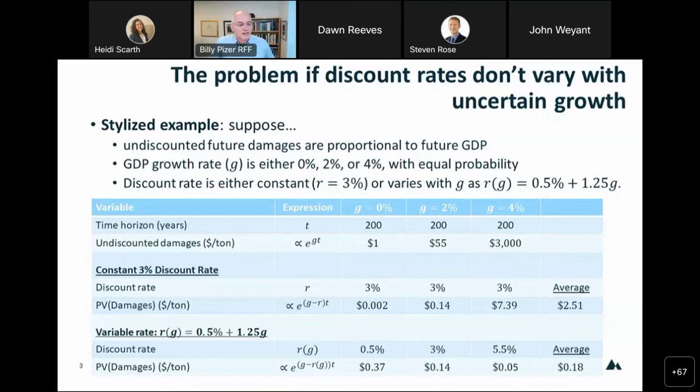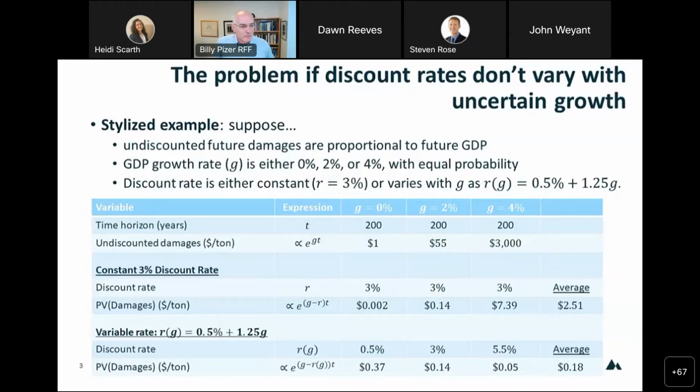And this is what motivates the idea that Steve was talking about, the dynamic discounting, or having the discount rate depend on the growth rate. And with uncertain states, if you have this function that the discount rate is 0.5% plus 1.25 times the growth rate, then you get these present values in the very bottom row of this table.